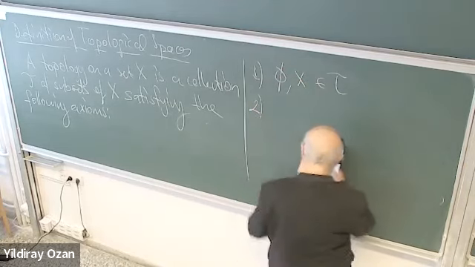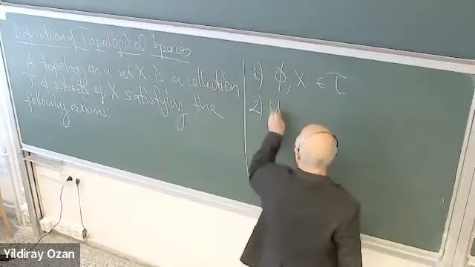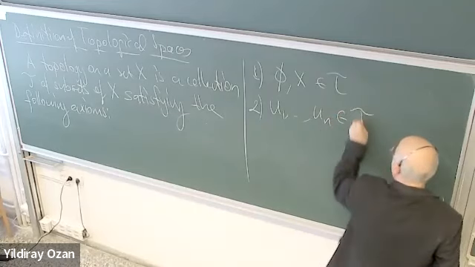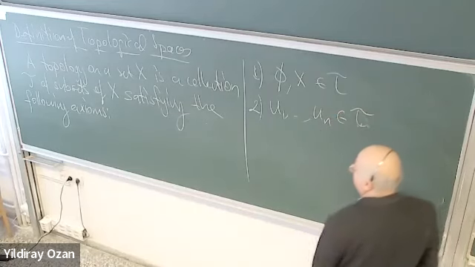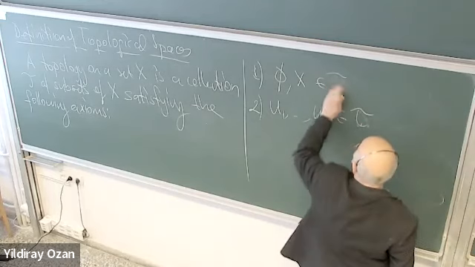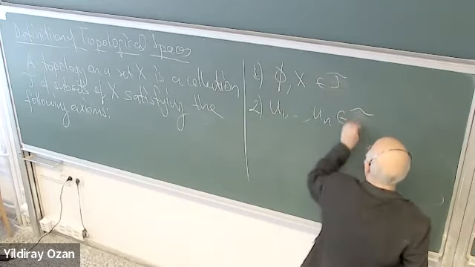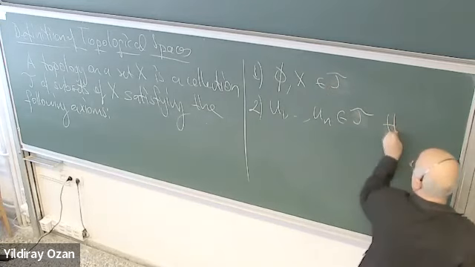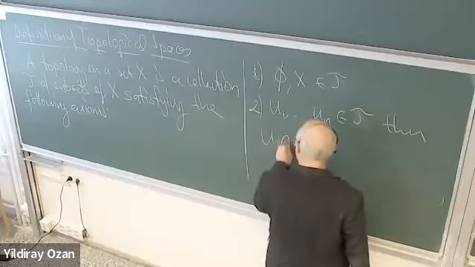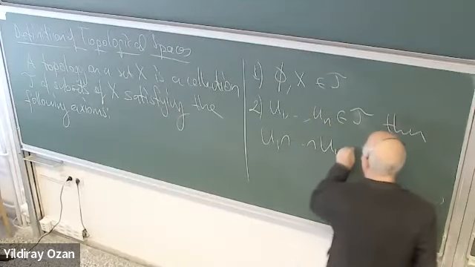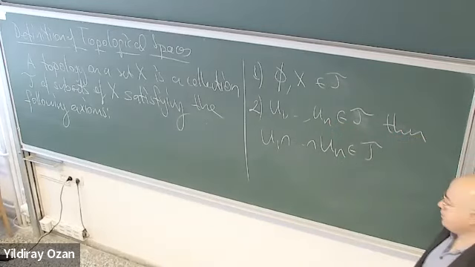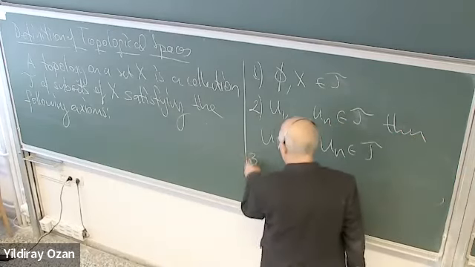The second one: if you have finitely many elements in tau, then their intersection also belongs to this collection. This is the second axiom. And the third one is the following.